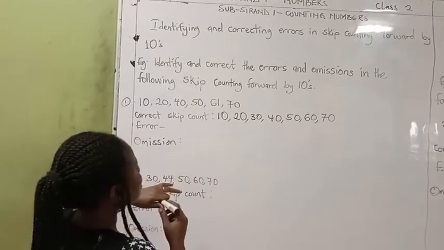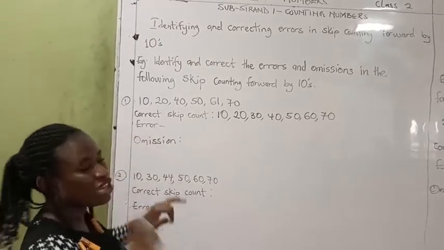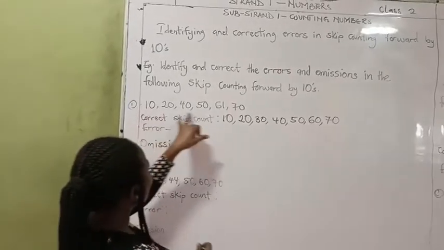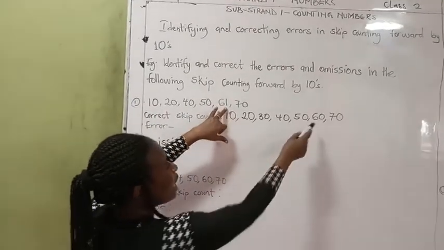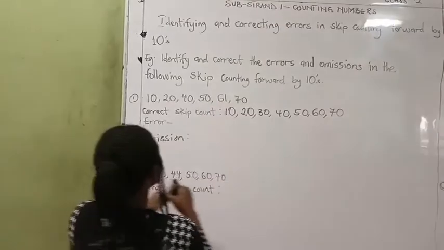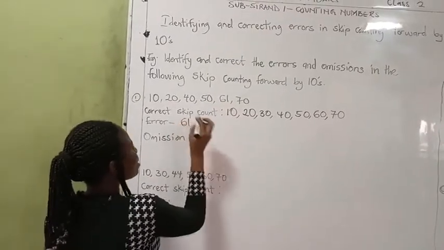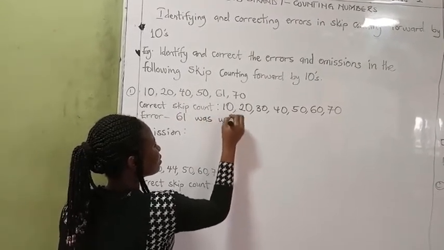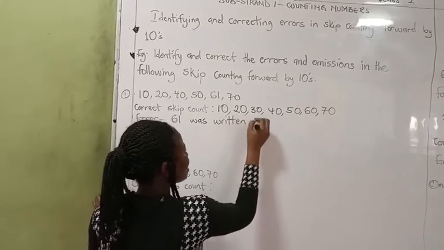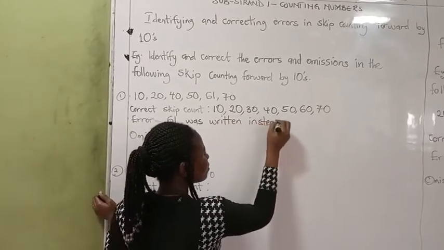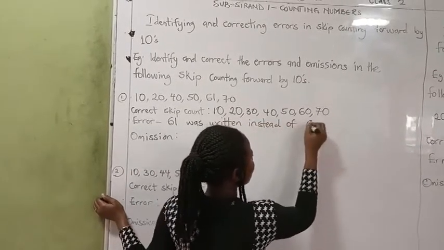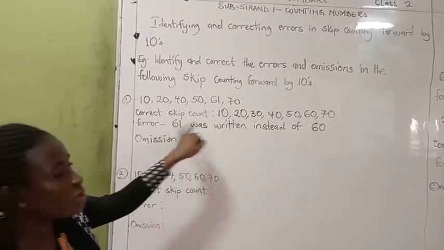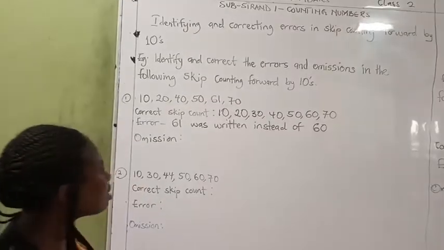Now, let's look at the error. Which number was written wrongly? It has been written, but it is wrong. So when you look here, you realize that this is 61, and it's supposed to be what? 60. So we have 61 was written instead of 60. Very good. So this is the error. It's supposed to be 60.